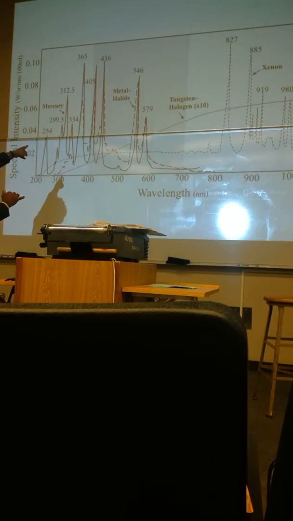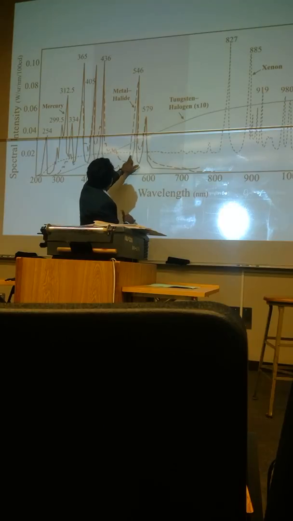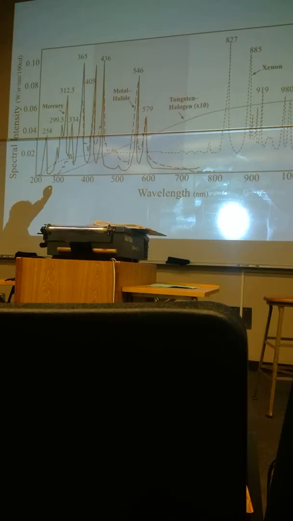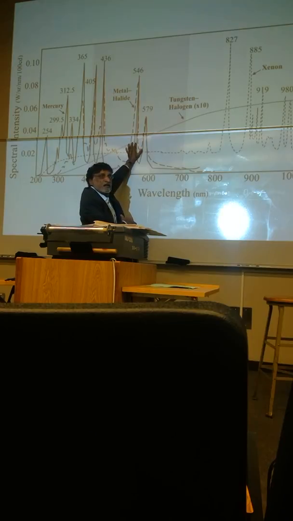And the other one is the mercury halide lamp, which is also shown here, which is this long dash. And this mercury halide lamp has some very interesting features in the visible. The important feature is this one at 546. Does anybody know what color this is? Yes, green. It's this slightly yellowish green. And this line is often used as a standard.